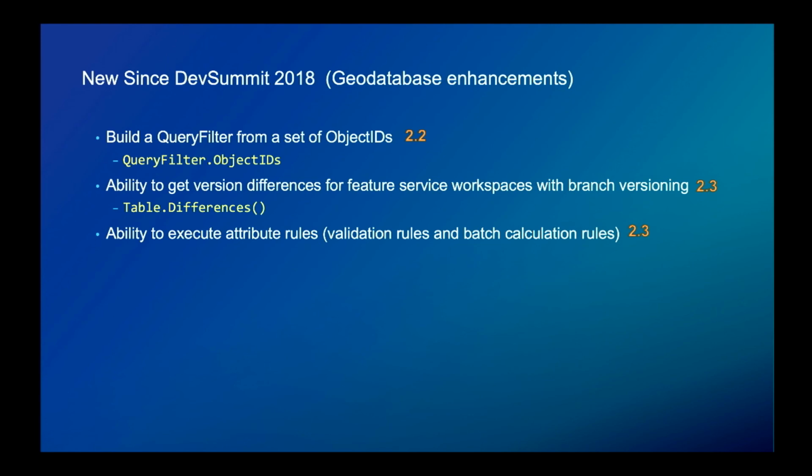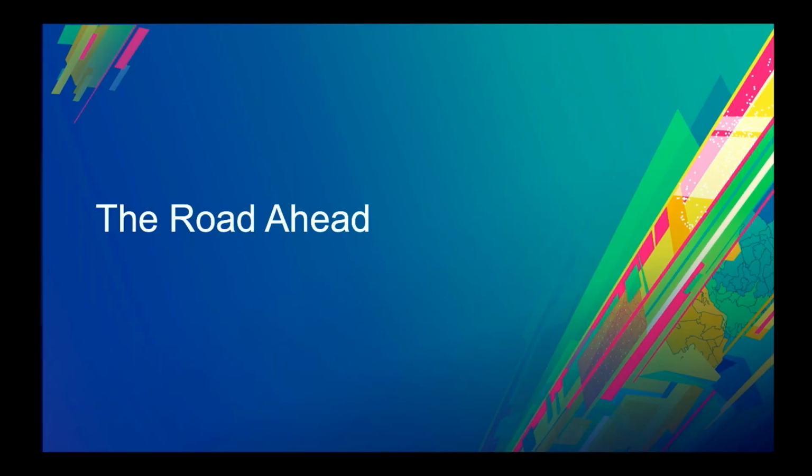The reason I bring it up in this talk is you might just get back a set of object IDs from a trace, and you need to actually fetch the features associated with them. If you're using the utility network, you're using branch versioning. The table.differences routine will now allow you to get back version changes between your version and default. It's good to know. And we also have the ability to execute attribute rules. We'll talk more about attribute rules in another session later today.